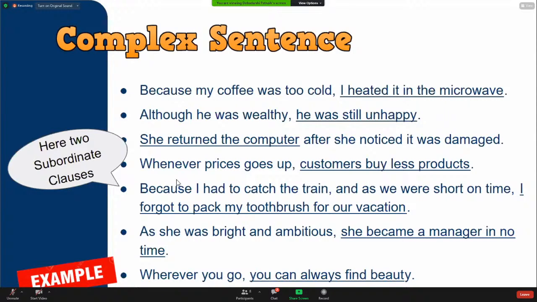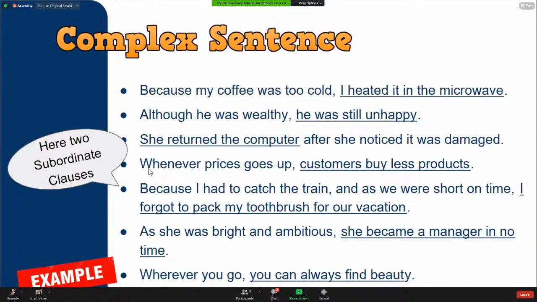Maybe you are thinking, sir, can we convert this complex sentence into a compound sentence? Yes, you can do it. In some competitive exams, like railway or other government exams, you can find English and mathematics. They also give a complex sentence, and you have to convert it into a compound sentence.